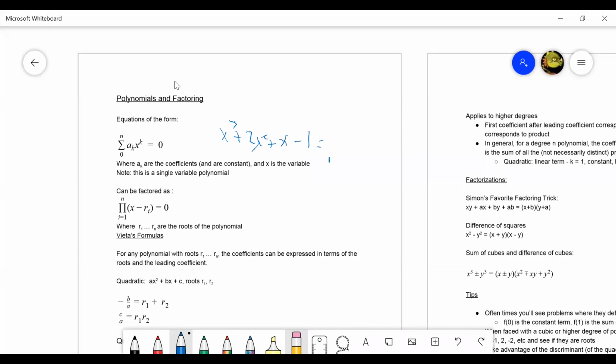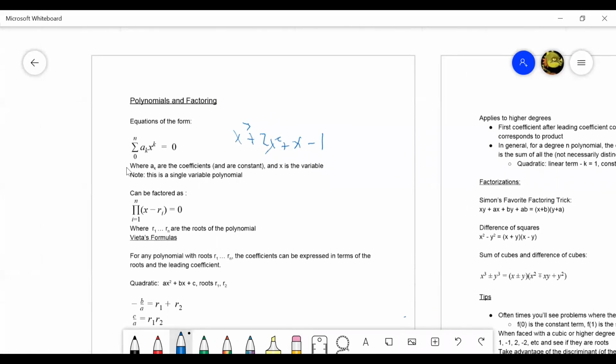So this is just a random polynomial that I wrote: x cubed plus 2x squared plus x minus 1. So in general, any polynomial can be written in this form, which is a more formal way to write it. Most of the time, you won't really see it. It's just going to be written as some sum of powers of x.